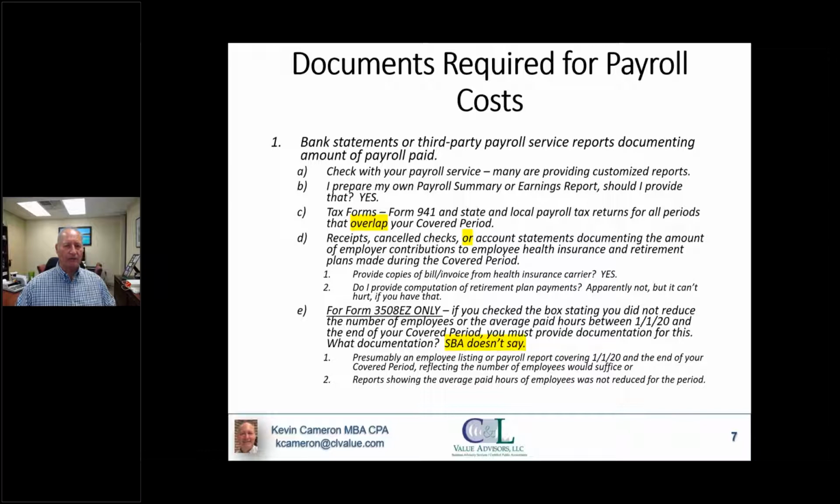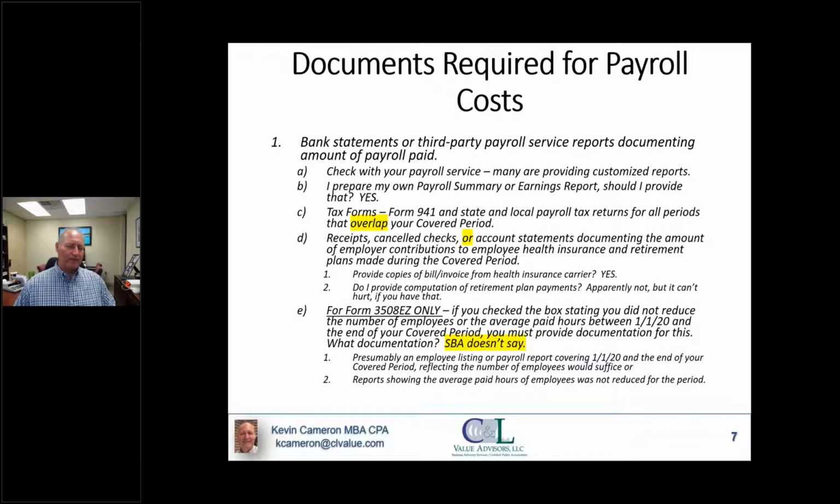Apparently you do not, as I mentioned a moment ago, but if you've got it, it might not hurt to include it. So if your plan administrator or if you calculate your own retirement plan contributions, doing that interim calculation to support the amount that you paid during the covered period is probably not a bad idea.